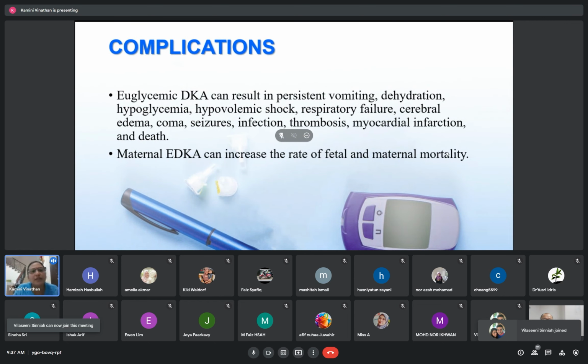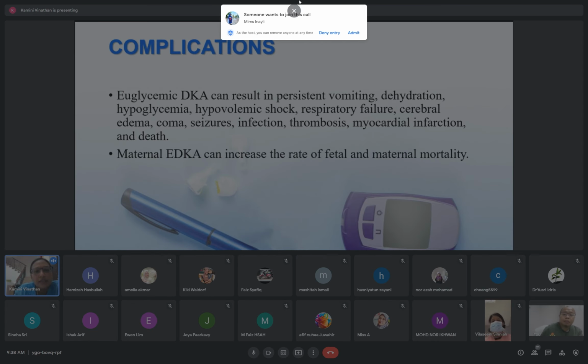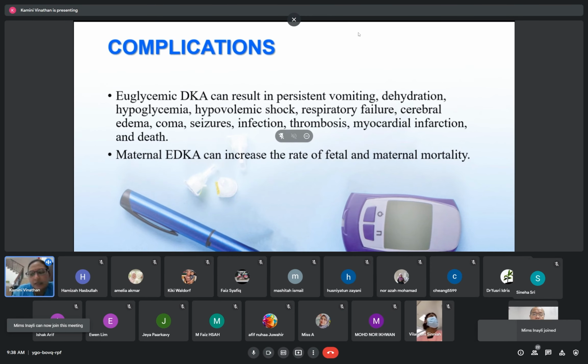The complications of euglycemic DKA can result in persistent vomiting, dehydration, hypoglycemia, hypovolemic shock, respiratory failure, cerebral edema, coma, seizure, infection, thrombosis, myocardial infarction, and also death. Maternal euglycemic DKA can increase the rate of fetal mortality.